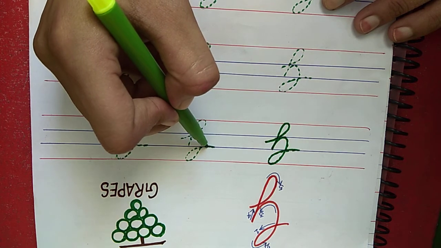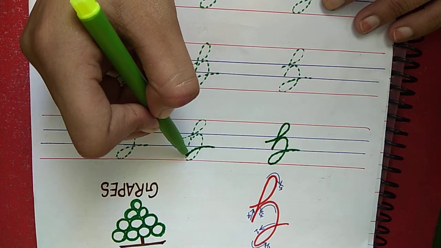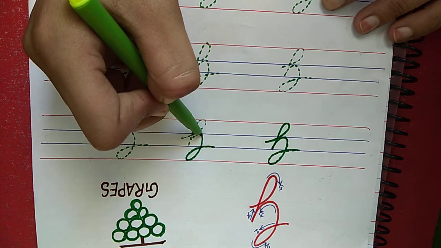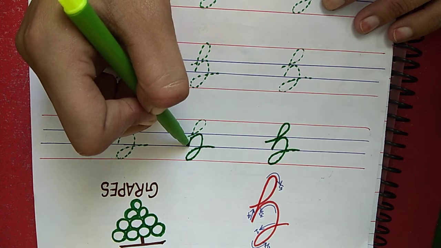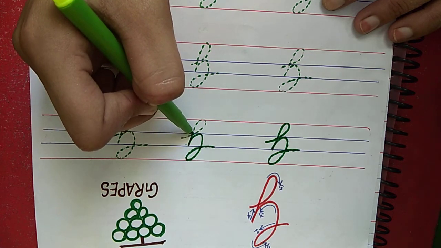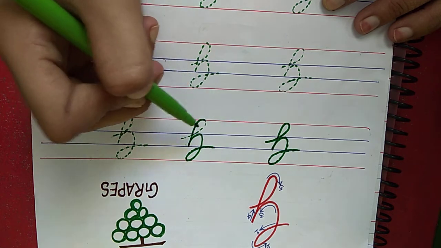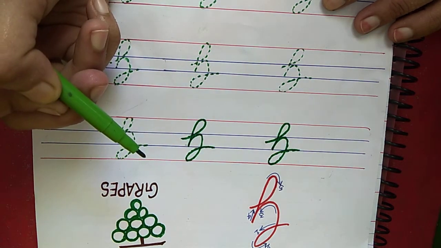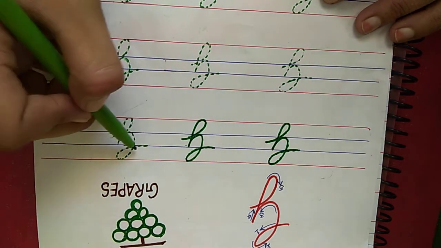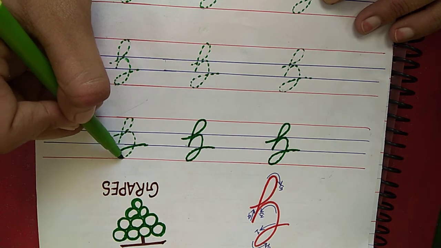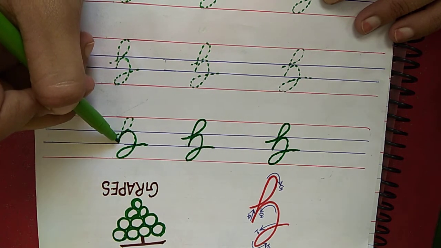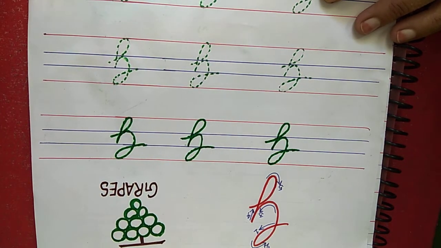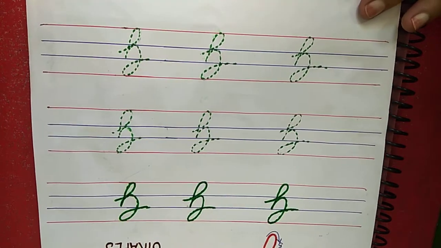Now put your pencil on the blue line and draw a small curve and come downward to the second blue line, then again the first blue line and to the red line, and again go upward to the second blue line. What is this? This is G for grapes. What is the spelling of grapes? G R A P E S. Grapes.